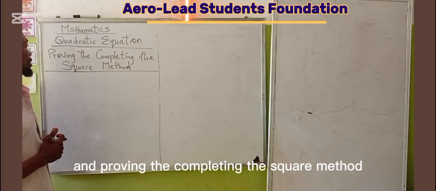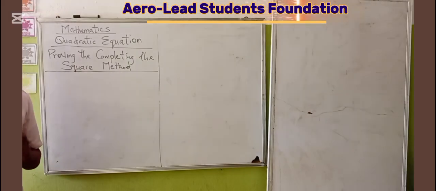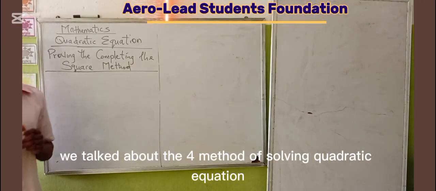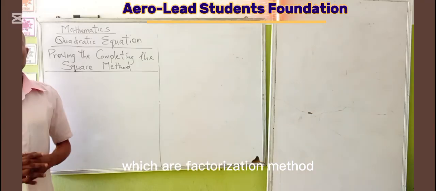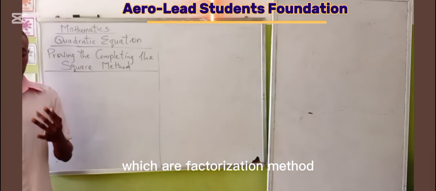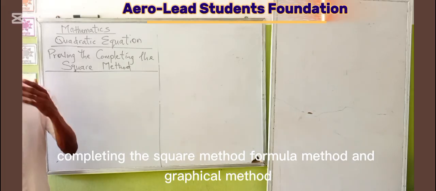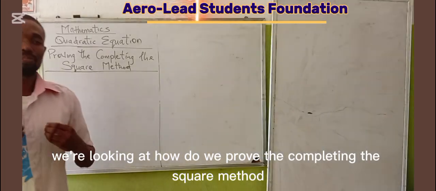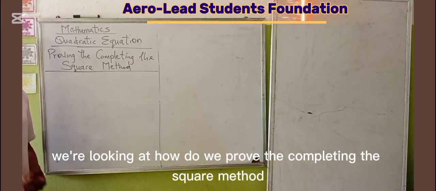So today we'll be looking at quadratic equation and proving the completing the square method. Remember, in the last video, we talked about the four methods of solving quadratic equation, which are factorization method, completing the square method, formula method, and graphical method. So today we'll be looking at how do we prove the completing the square method.